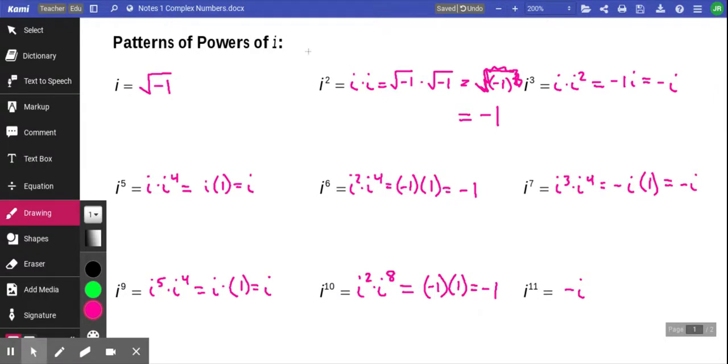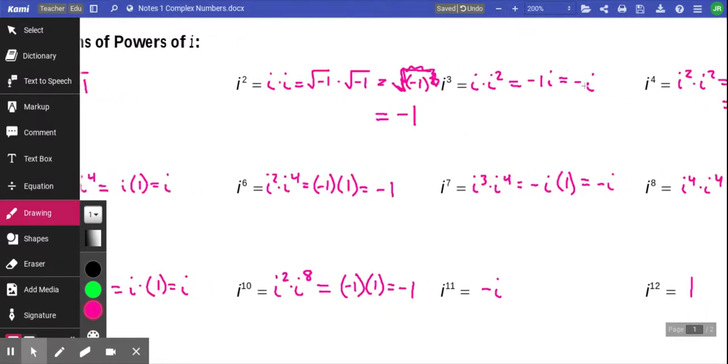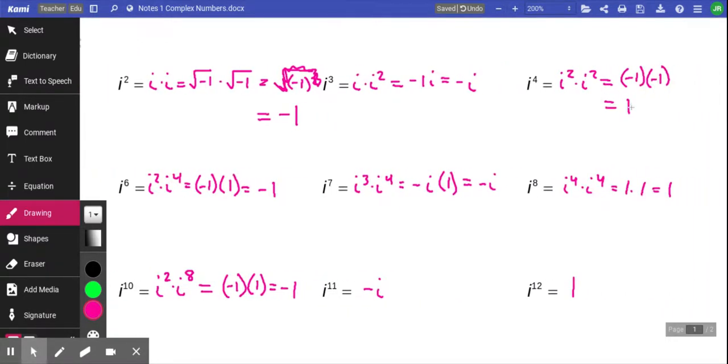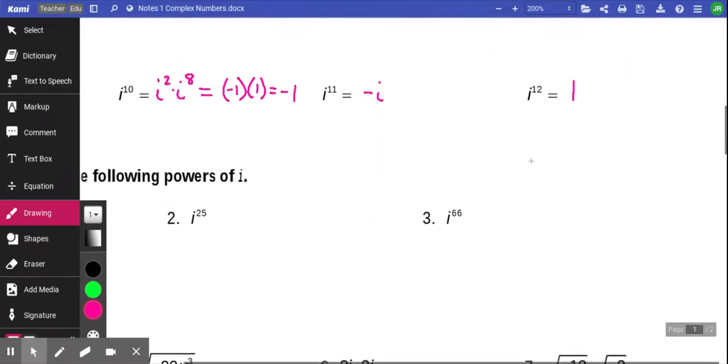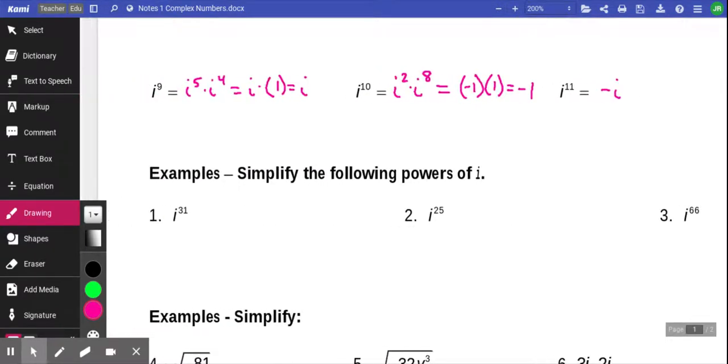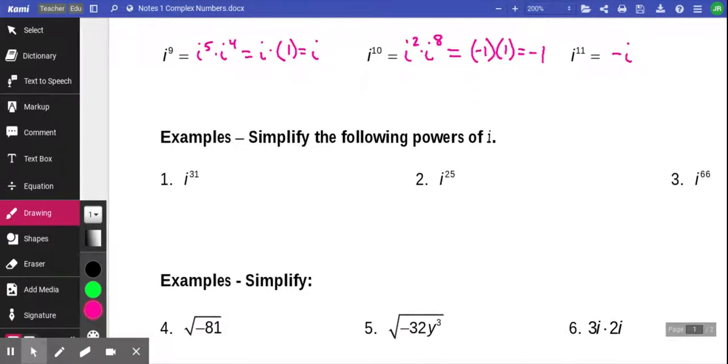So you can either memorize those: i to the 1st is i, i to the 2nd is negative 1, i to the 3rd is negative i, and i to the 4th is positive 1. And then keep figuring out kind of a recursive definition. Where do I land if I keep counting by 4s? Or you could simplify it this way.